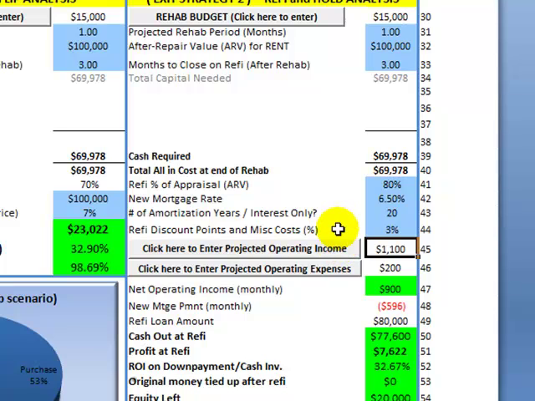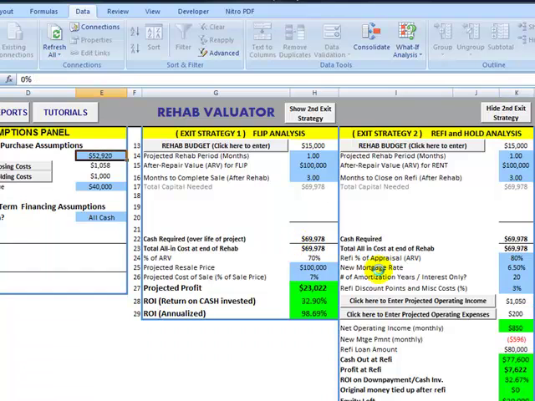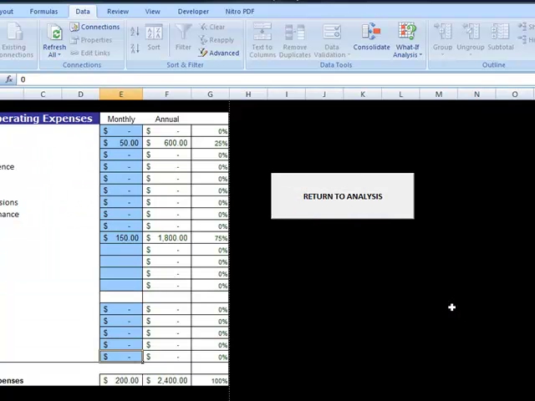Next, you enter the projected rent of this property. Because it's a single family home, we'll assume that it rents for $1,050. And for simplicity's sake, we'll assume that there is no vacancy loss or management fees. Your wholesale buyer will manage the property themselves. So you click Return to Analysis, and then you're going to enter operating expenses.